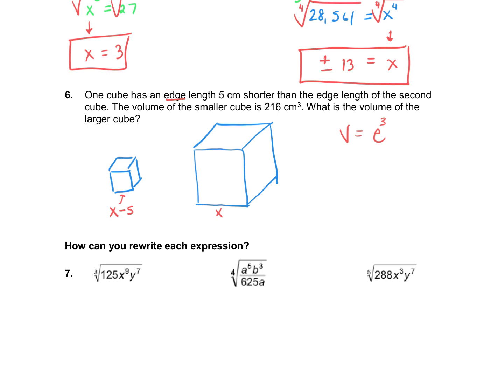Now we can plug in the things we know. We know that the volume of the smaller cube is 216. So we'll plug in a 216 for our volume. And then our edge of the smaller cube is an x minus 5. And we're going to raise that to the third power. And now we have an equation where we can solve for x. When we solve for x, we are finding out how long this is. And if we subtract 5, we can figure out how long this is.